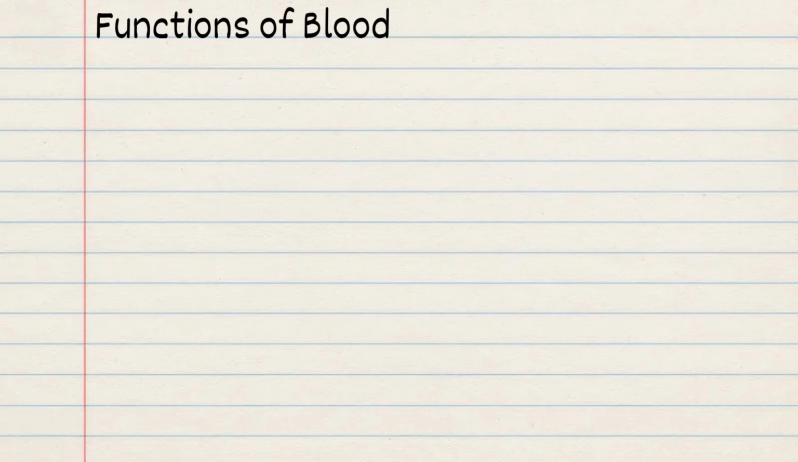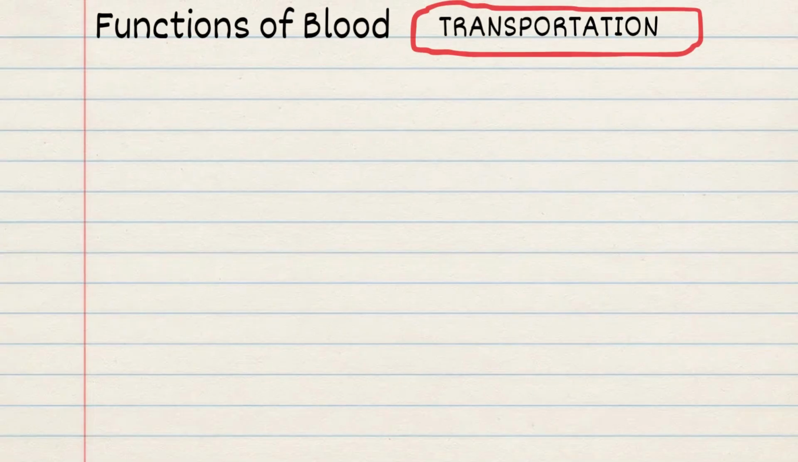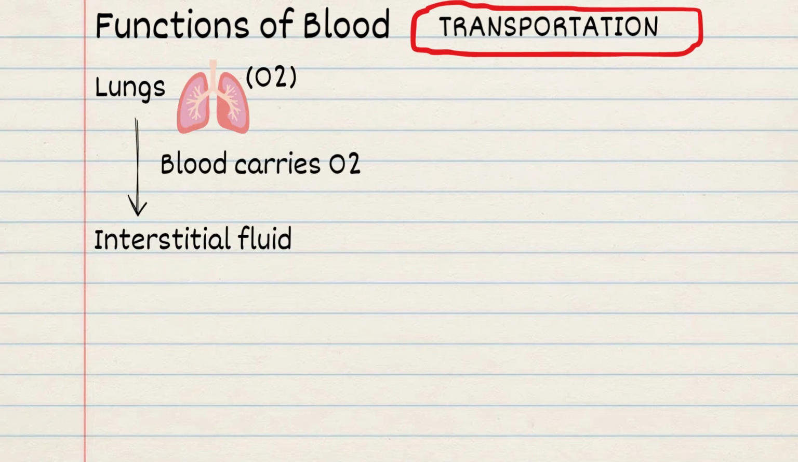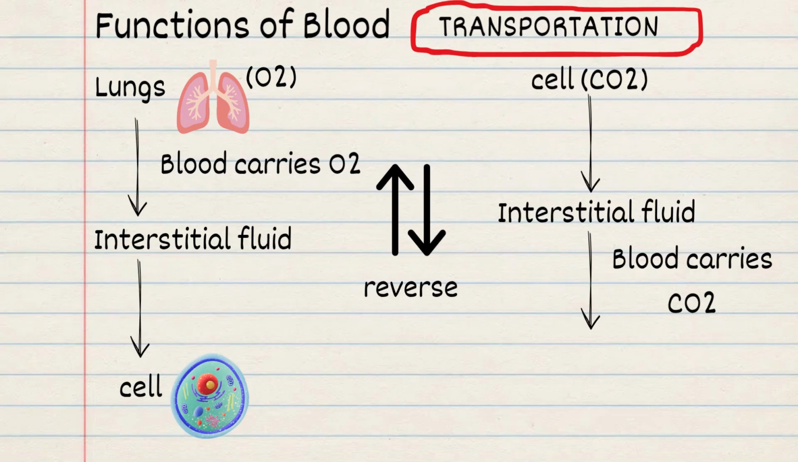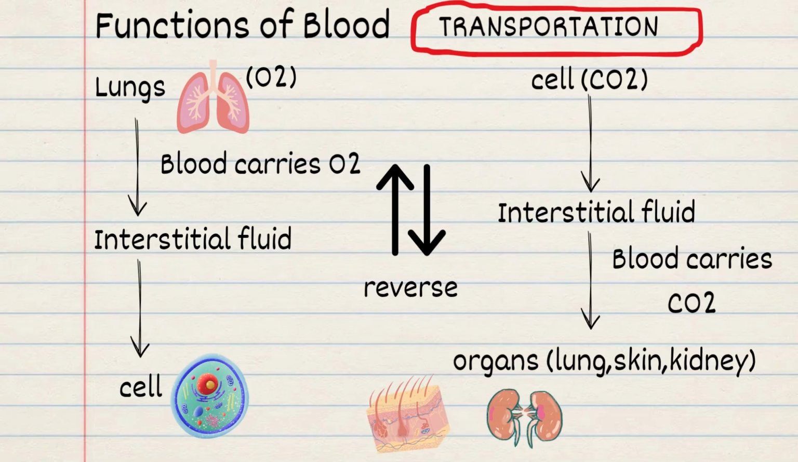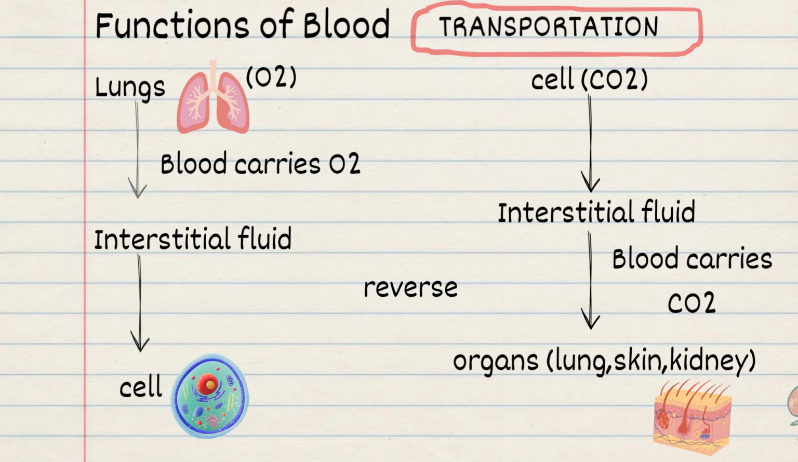Jumping onto functions of blood. Blood does transportation of elements like O2 and CO2 and of nutrients. This takes place in a simple pathway: blood transports O2 from the lungs, which diffuses from blood into interstitial fluid and then to the cell. Carbon dioxide and other wastes move in reverse manner from cell to interstitial fluid, then to blood, and finally go to organs like lungs, skin, and kidneys for elimination.